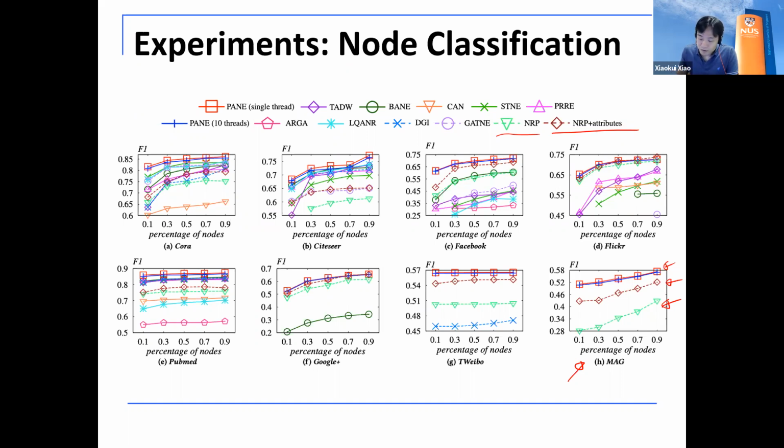So the approach that uses both the NRP and the attribute information has much better results than NRP itself. And that's intuitive because if we're going to classify the label of each node, apparently we can't just look at the topology of the graph. The attribute of the nodes definitely helps. But even if we combine NRP with attribute information, it's still not as good as our attribute embedding approach.